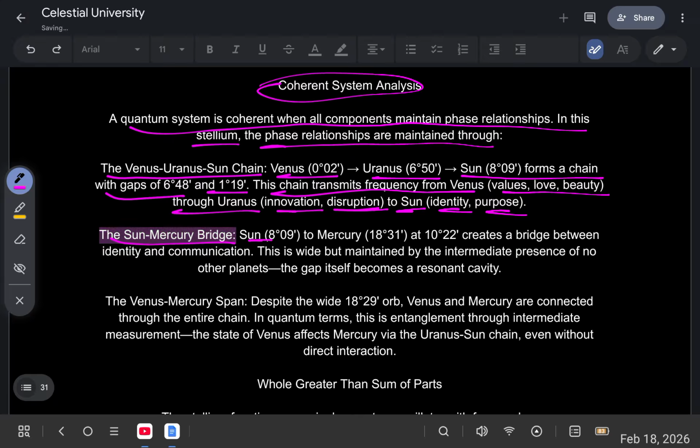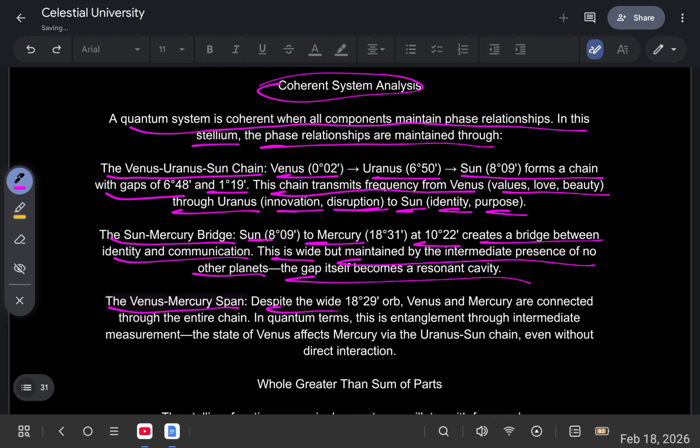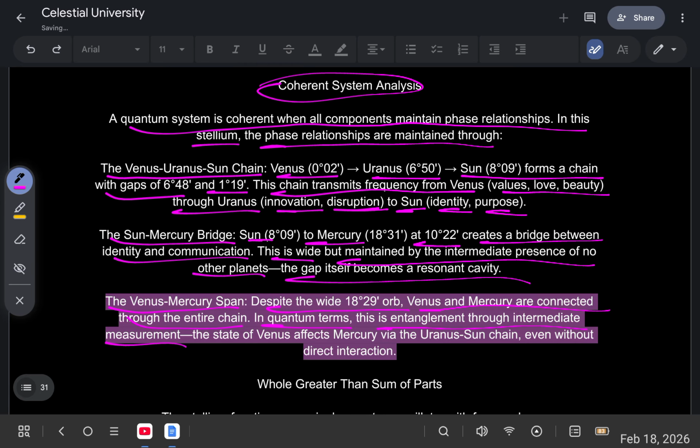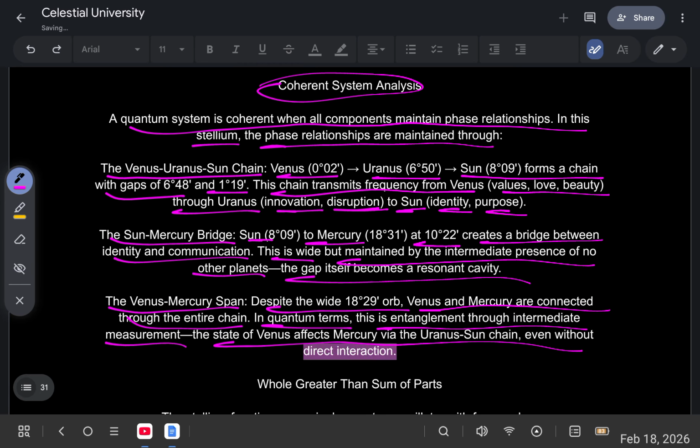Sun-Mercury bridge. Sun to Mercury at 10 degrees 22 creates a bridge between identity and communication, and this is wide, but maintained by the absence of any other planets. The gap itself becomes a resonant cavity. Venus-Mercury spans despite the wide 18 degrees 29 orb. Venus and Mercury are connected through the entire chain. In quantum terms, this is entanglement through intermediate measurement. The state of Venus affects Mercury via the Uranus-Sun chain, even without direct interaction.